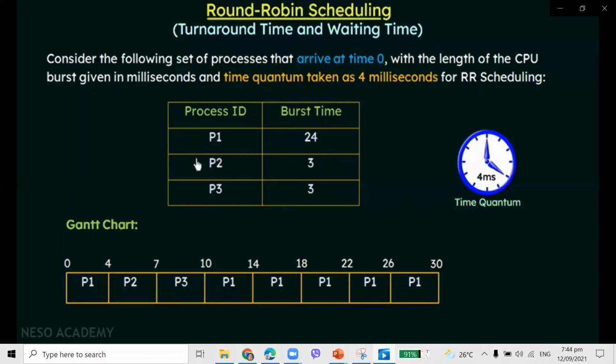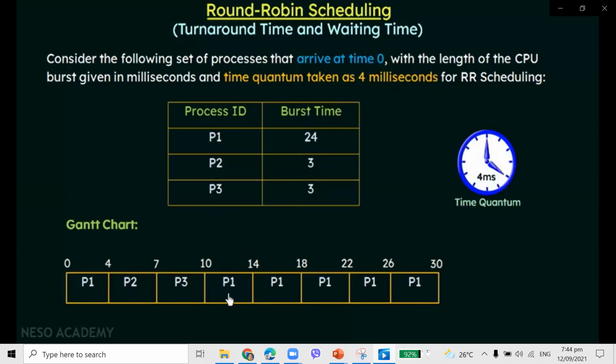So what happened was that when P1 was allowed to execute for 4 milliseconds here, and at the time it was preempted, P1 was taken and put at the end of the queue. So the queue looked something like P2, P3 and P1, because P1 is again coming at the end of the queue. So when P3 completes its execution, there is P1 still waiting at the end of the queue. So P1 will have to be given the CPU.